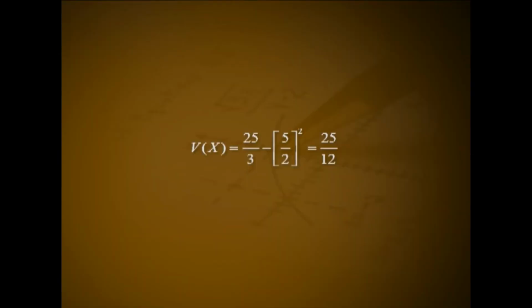Expectation of X square is the coefficient of t square by 2 factorial in the expansion of M_X(t), that is 25 divided by 3. Hence variance V(X) equal to 25 by 3 minus (5 by 2) the whole square, that is 25 divided by 12.